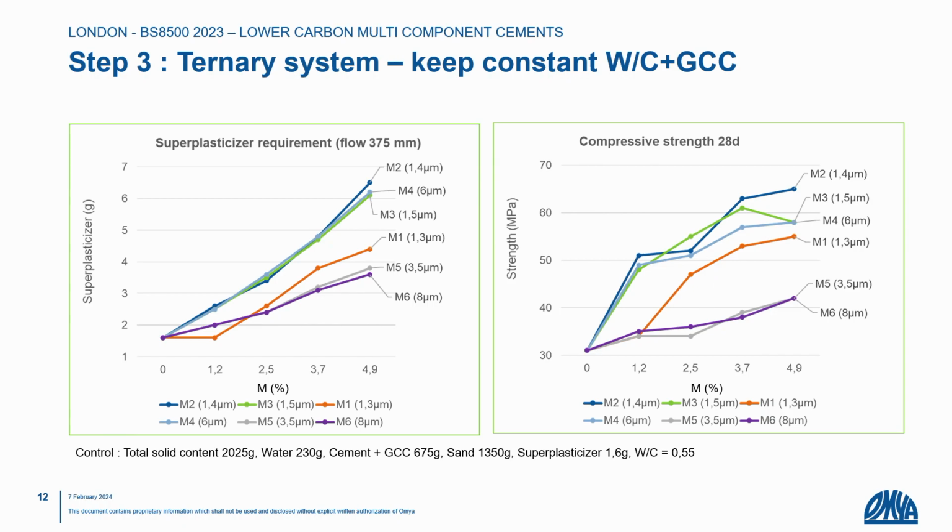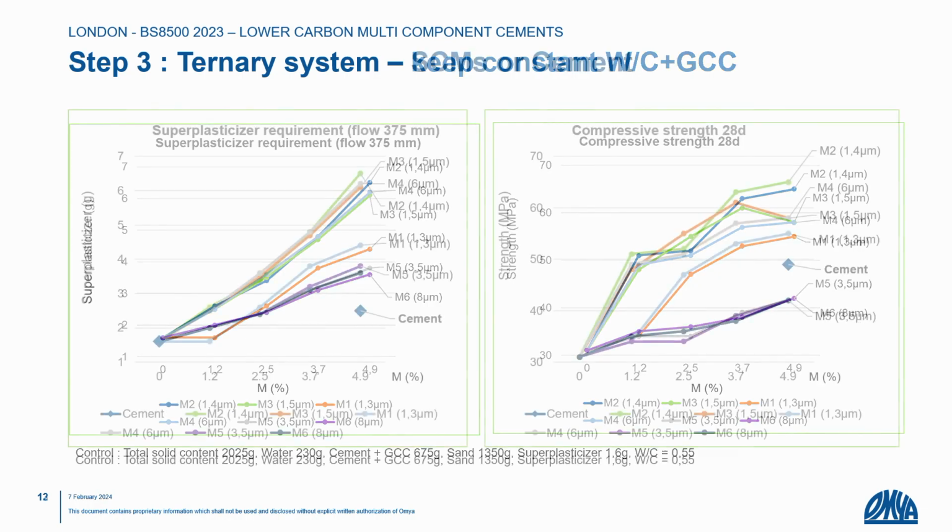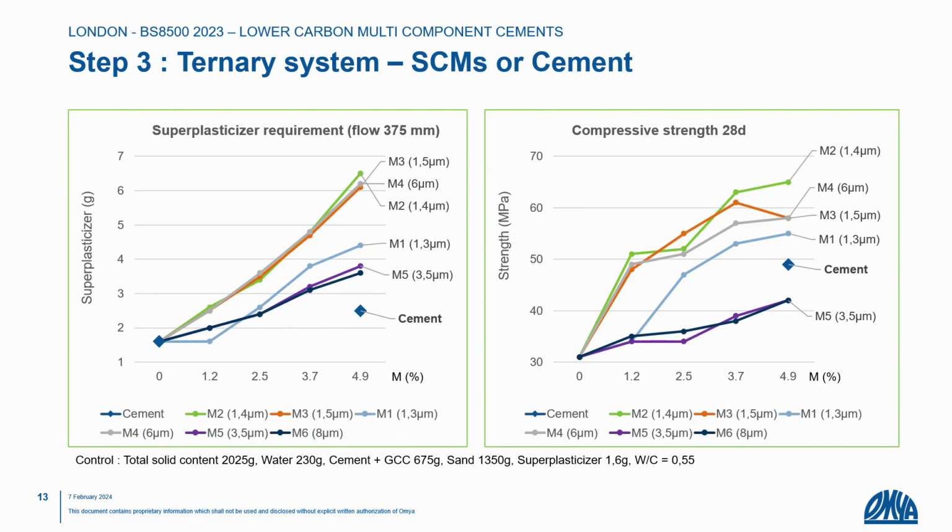The next step here is to show the strength development of the system, but instead of addition of 4% of SCM, calcined clay, we have added 4% of cement. What we can see? We can see the quality of the cement. The compatibility cement superplasticizer is perfect. This cement, used as an extra component in the recipe, requires less superplasticizer than the other.